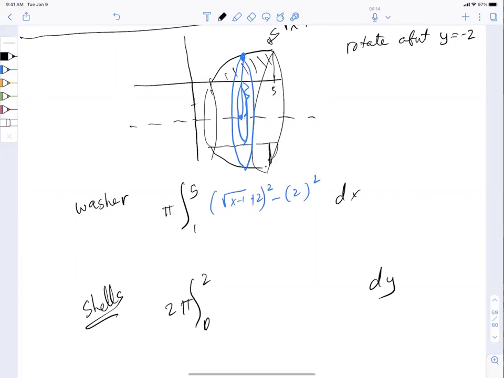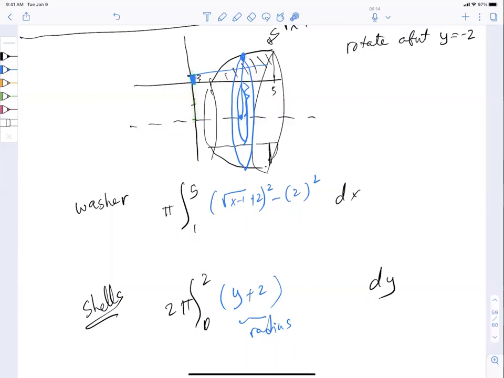2 pi. Radius is a distance. So if this is y, the radius is y minus -2, which is y plus 2. Because y is this distance and -2 is this distance, y minus -2, or y plus 2, is what you have to consider for your radius. Again, y is this part for every y, and then this part is 2, so y plus 2 is your radius.